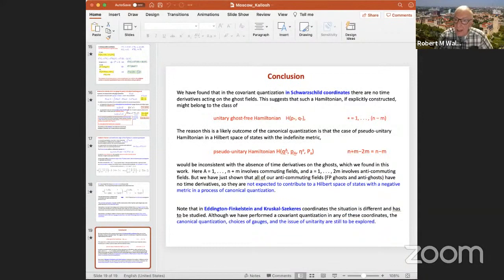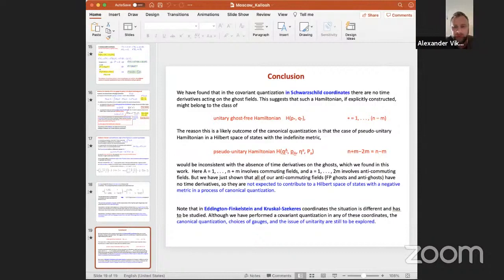Sure. Okay, Alexander Wickman is next. Thanks a lot for the talk. I learned a lot. By the way, is there any way to connect it or to map it into, let's say, de Sitter, especially de Sitter in a static patch?